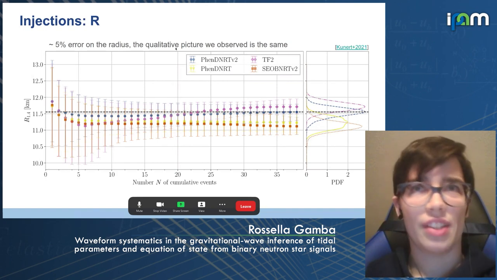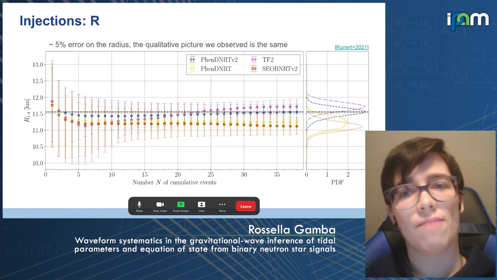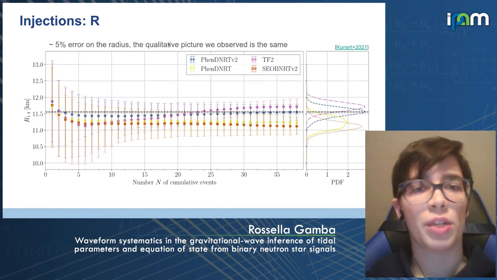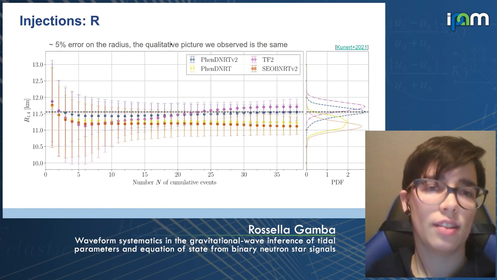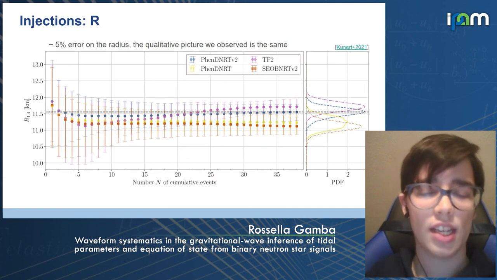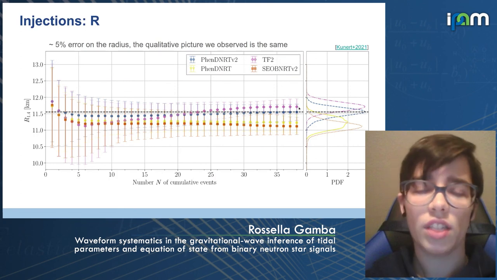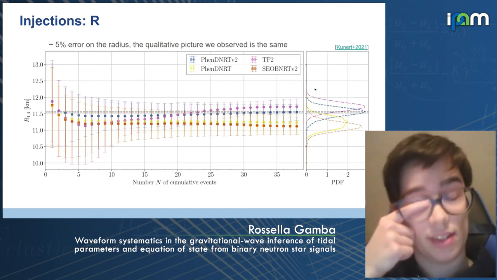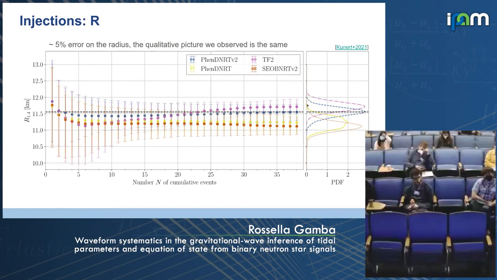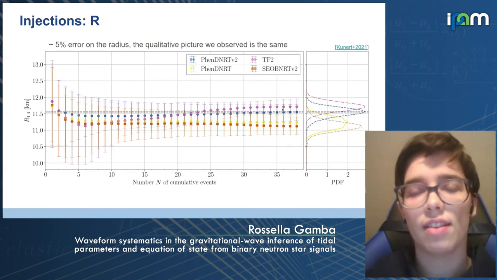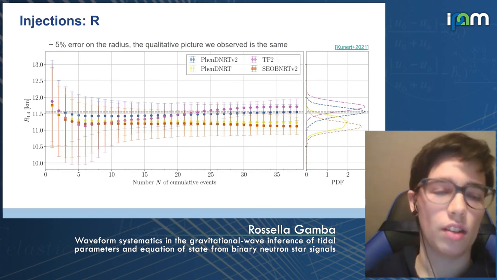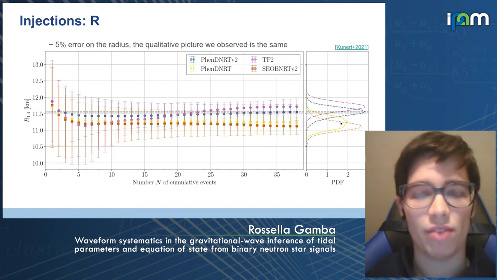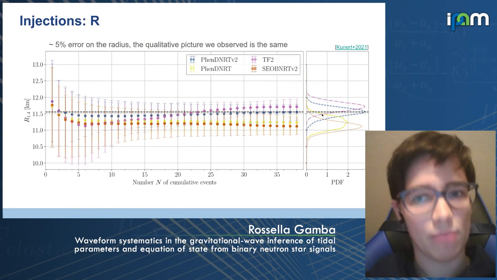In a recent study, and by recent, I mean just a few weeks ago, Tim Dietrich and other colleagues repeated a similar analysis, but used more BNS signals and also a different parameterization of the equation of state. And what they observed is that qualitatively, the picture is the same. So you still have that Taylor F2 tends to overestimate tidal parameters and therefore the radii, whereas phenom tends to underestimate them. But in their case, the error on the radius of a 1.4 solar mass neutron star is smaller. It's not 10%, it's maybe 5 or 7%. So smaller, but still relevant.